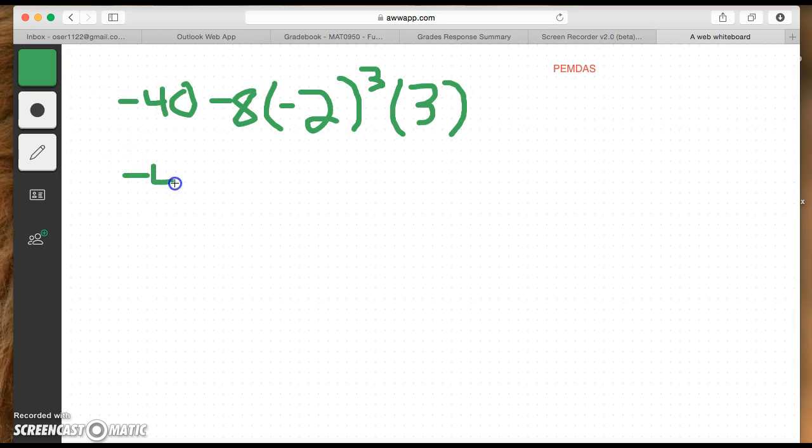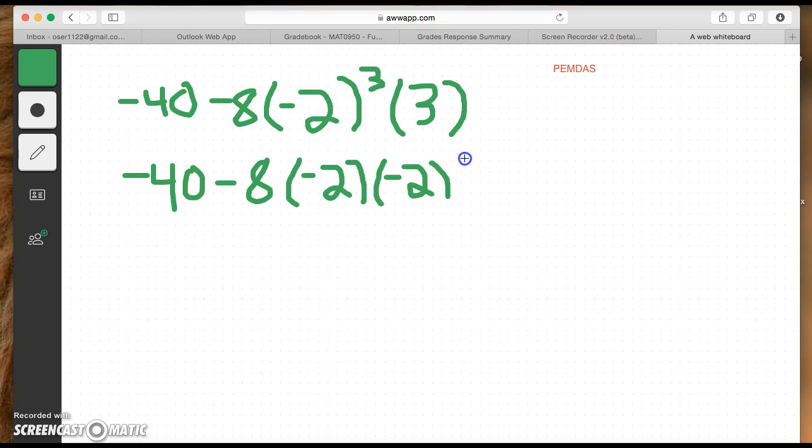So we still have our negative 40, and from that we need to subtract 8, and we're going to take negative 2 to the third, and I'm just going to write this in expanded form. Remember that taking something to a power, that power just tells you how many times you're going to multiply the base to itself. So in this case our base of negative 2 is to the third power, which is why we're going to take negative 2 and multiply it to itself once, twice, 3 times. And then don't forget we still would be multiplying this to 3.